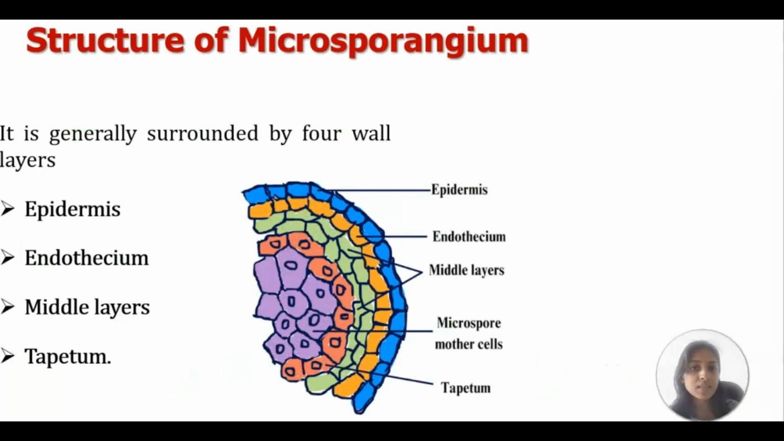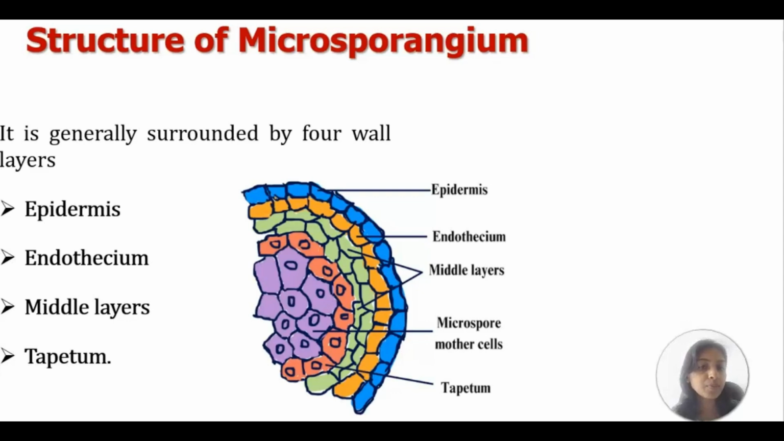The anatomical structure of a microsporangium shows that it is composed of a 4 layered wall, and in the center of each microsporangium there is sporogenous tissue. The wall of a microsporangium is composed of 4 different cell layers. They are epidermis cells in the outer layer, endothecium, middle layers and tapetum cells.